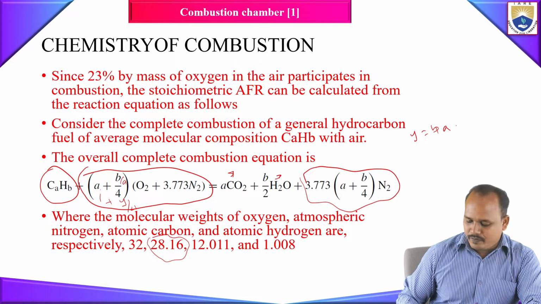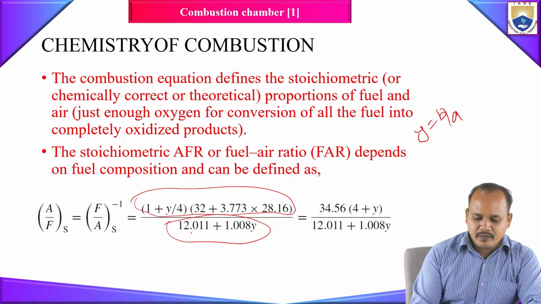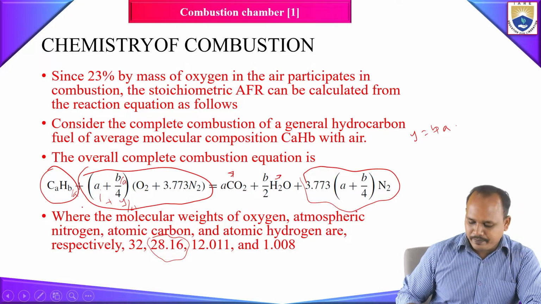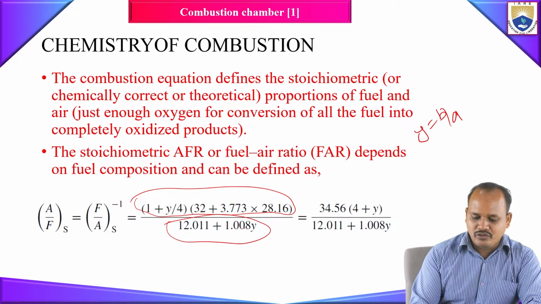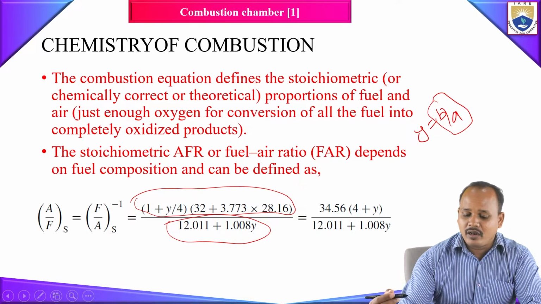carbon and hydrogen. So carbon is 12.011. We have taken a as common, so you will have b by a here, and b by a means basically y, that is 1.008 into y. This b and a depend on what type of hydrocarbon fuel you are using.